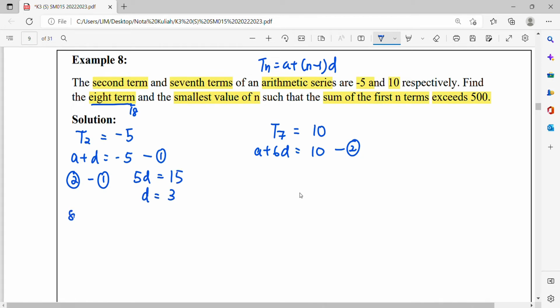After that, we substitute into equation 1 so that we can get our first term. So our first term will be equal to -8. Then we can answer our first task. For T8, it will be a plus (n minus 1)d, with n minus 1 being 7, and d is 3.